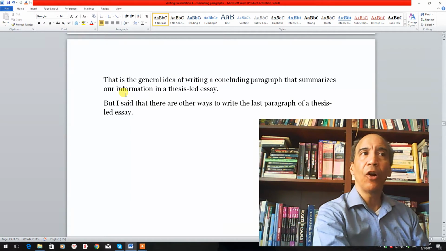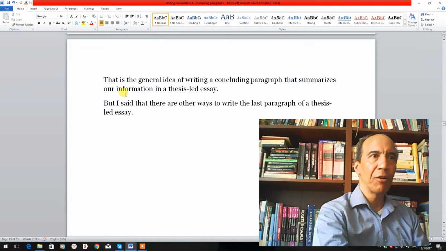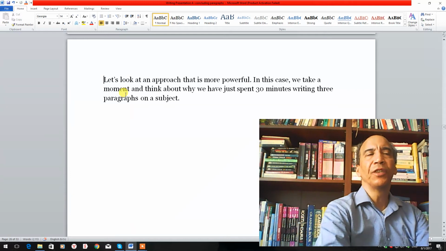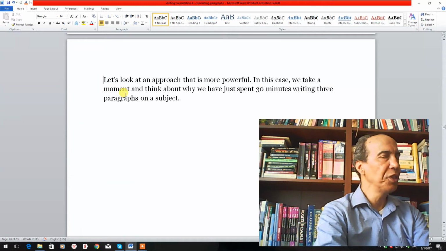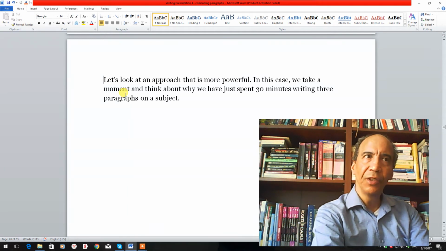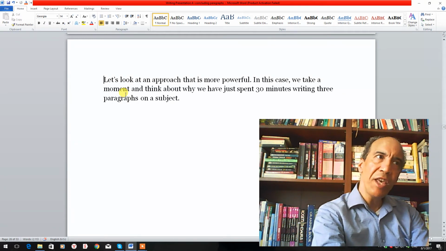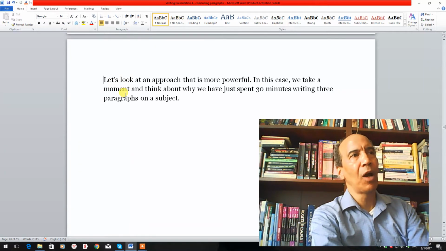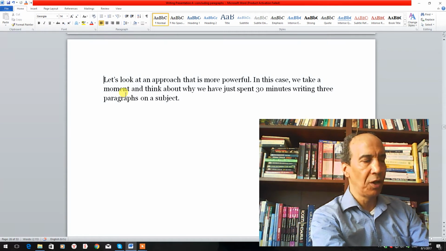But as I said, there are other ways to write the last paragraph of a thesis-led essay. Let's look at an approach that is more powerful. It's a little more difficult, but it's important for you to know how this works. In this case, we take a moment and think about why we have just spent 30 minutes writing 3 paragraphs on a subject.